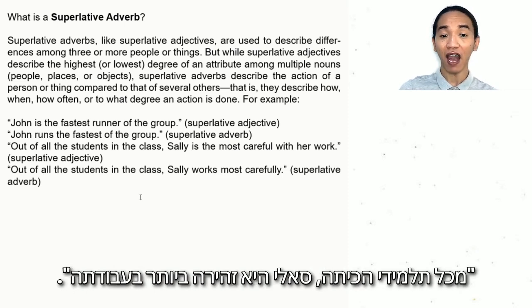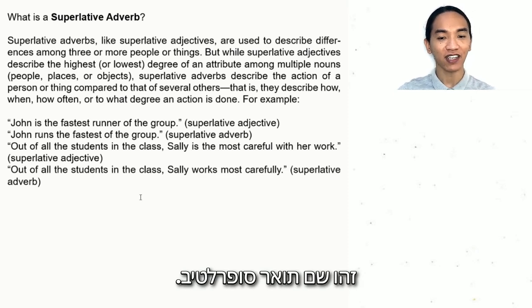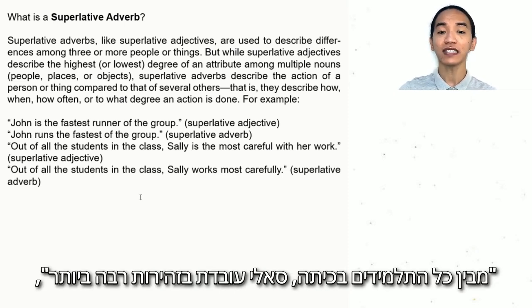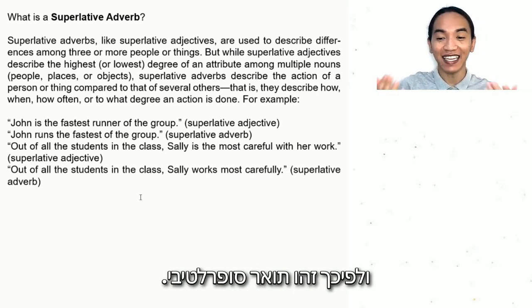Okay? And out of all the students in the class, Sally is the most careful with her work. This is a superlative adjective. Out of all the students in the class, Sally works most carefully. And therefore, this is a superlative adverb.